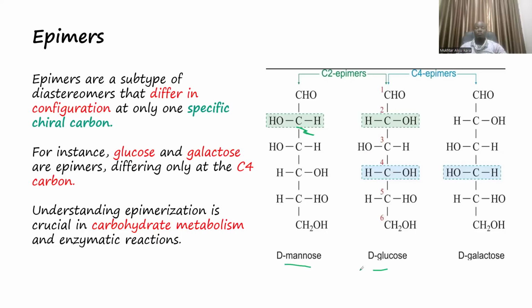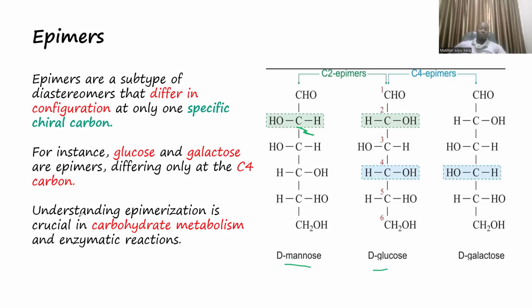And then the next thing is D-glucose and D-galactose. For D-glucose and D-galactose, you see the only difference is at carbon 4, the change in the orientation of the OH group. So that is what I want us to understand. In the case of Epimers, they differ in configuration at only one specific chiral carbon. For instance, glucose and galactose are Epimers, different only at carbon 4.